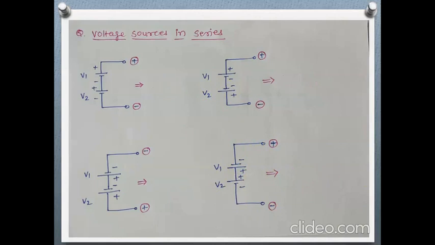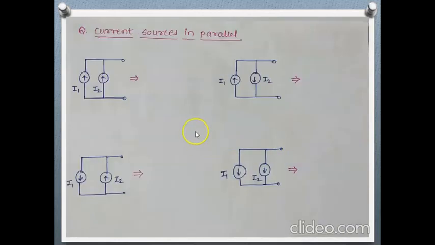Now, if current sources are connected in parallel, what will be the total current? If these two current sources are connected in parallel with each other with different directions, then what will be the total current? Here, I1 and I2 have the same direction, so the total current will be I1 plus I2. Here, I1 is upward and I2 is downward, and for I1 and I2, the direction will be what? Upward only.